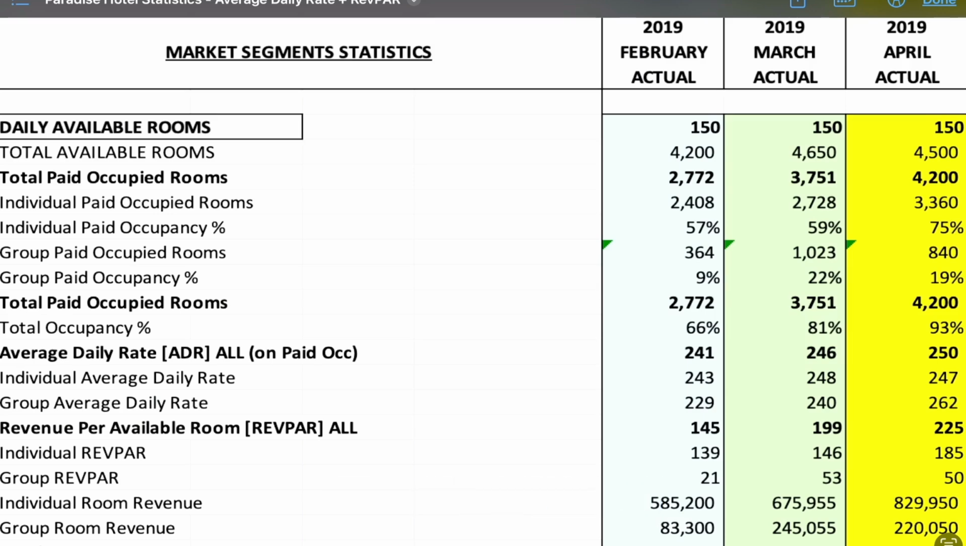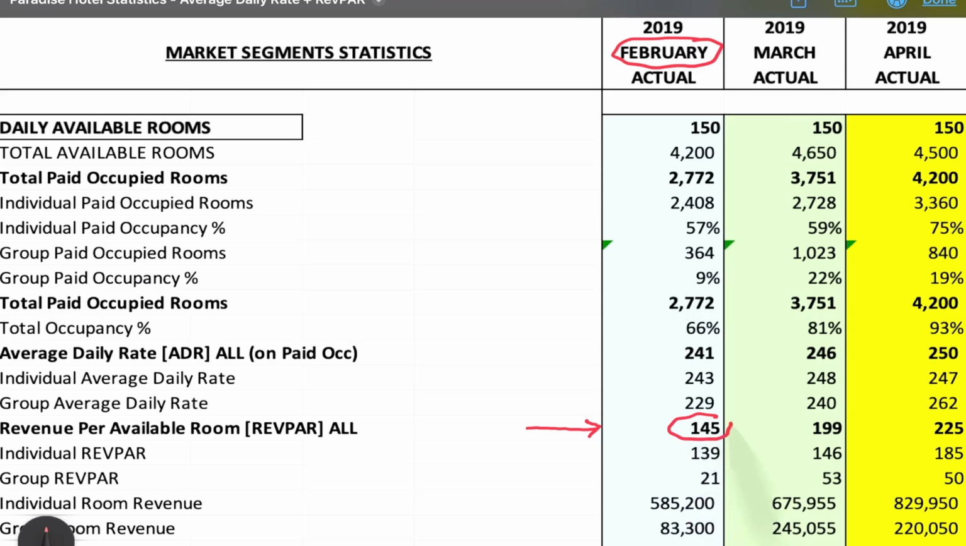Now, you would ask, what is the big deal about having both of it? Let me illustrate right here. Take a look at the revenue per available room for the Paradise Hotel for the month of February. It's showing $145. That is achieved with a total occupancy of 66% and an average daily rate of $241. We are looking for power plus distance, remember?